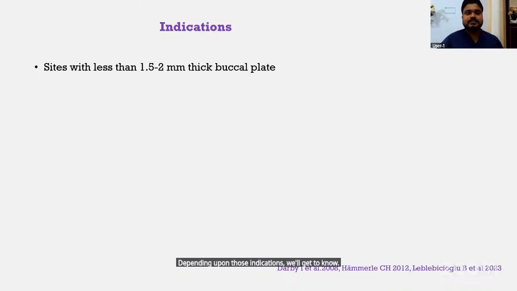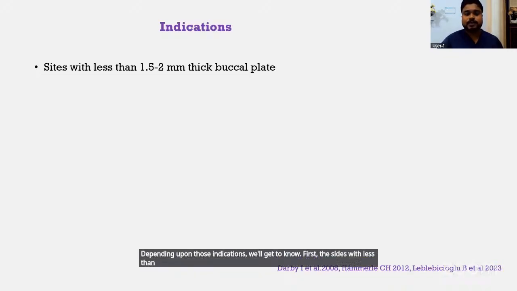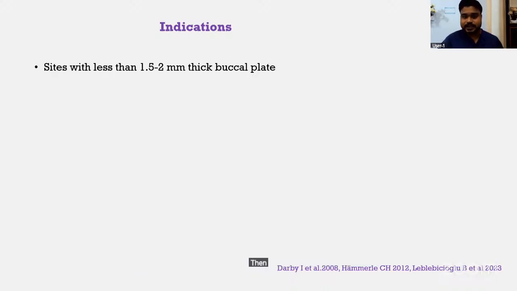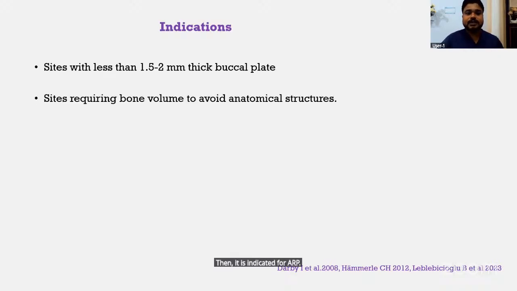First, sites with less than 1.5 to 2 mm thick buccal plate. After extraction, or before the extraction when the tooth is compromised, checking the buccal bone thickness on the CBCT is required. When the thickness is less than 1.5 to 2 mm, it is indicated for ARP. Or sites that require bone volume to avoid anatomical structures.